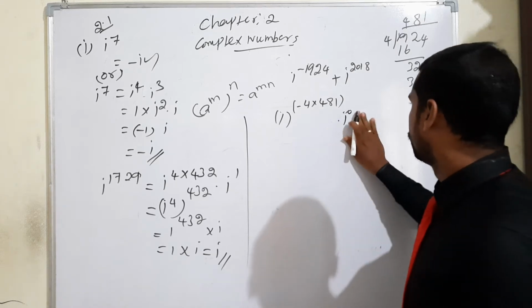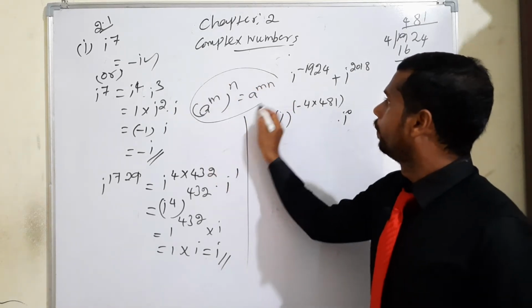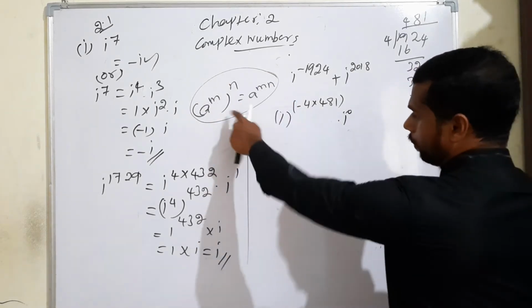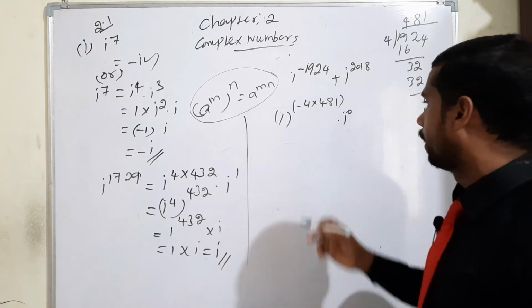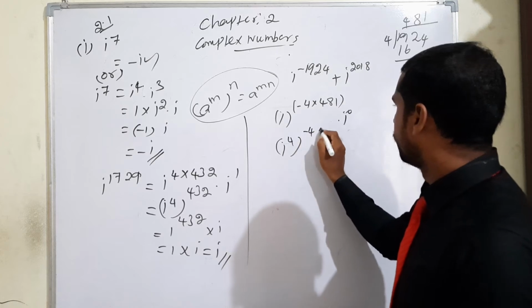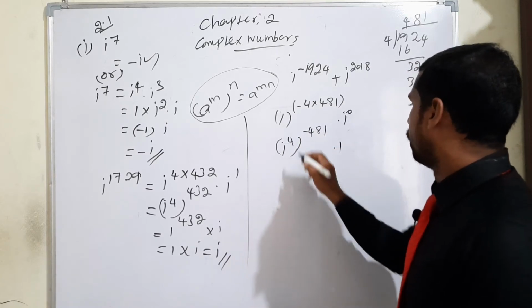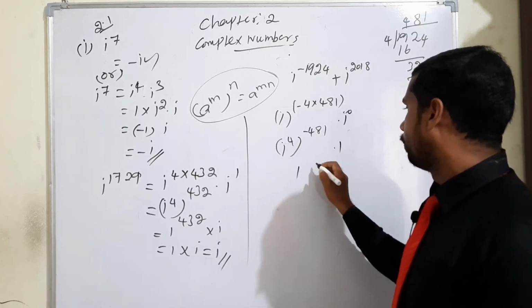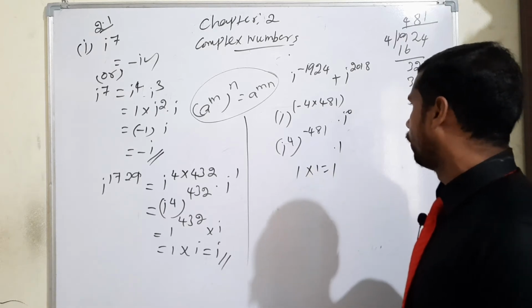We can apply this. One of the important terms, a to the power m, the whole power n. So i to the power 4, the whole power of minus 481 into 1. Again 1 power anything means value will be 1. 1 into 1 means the first answer will be 1.